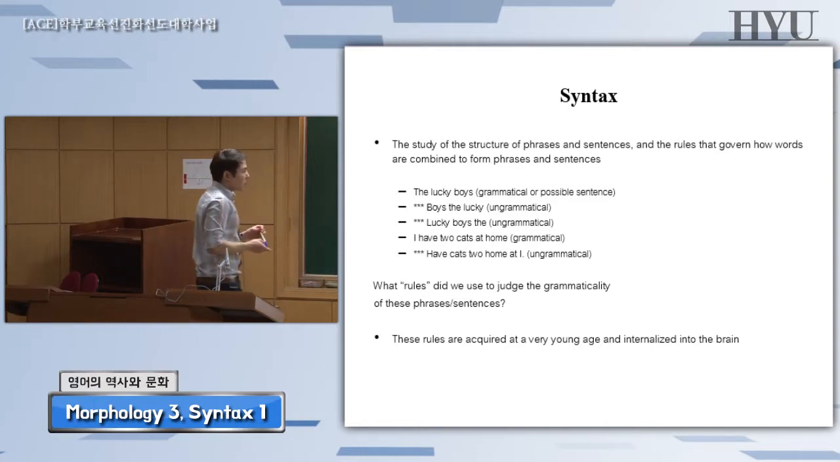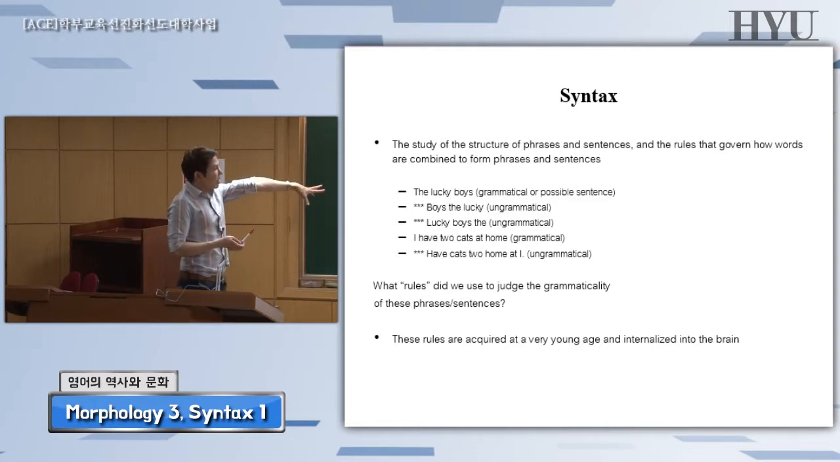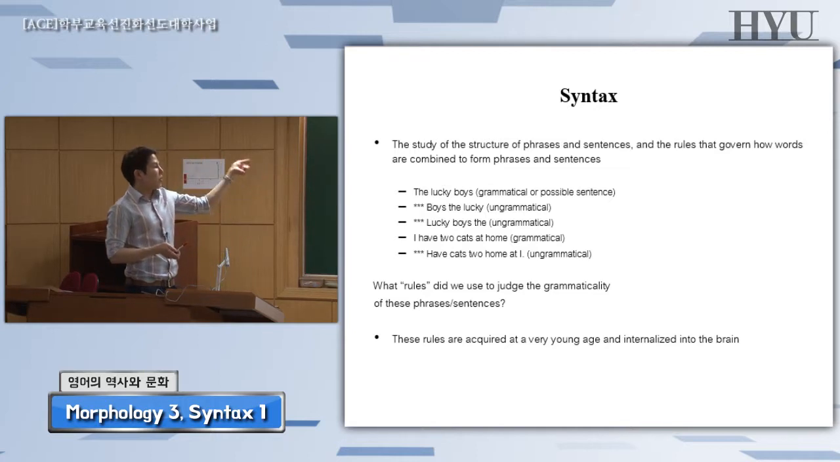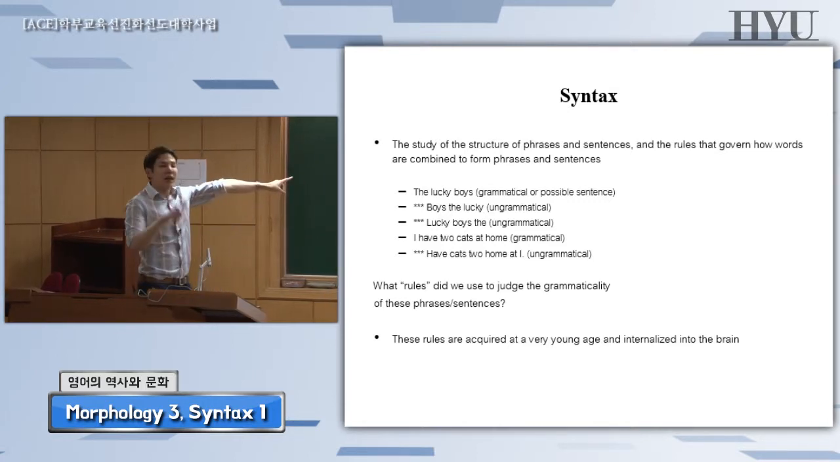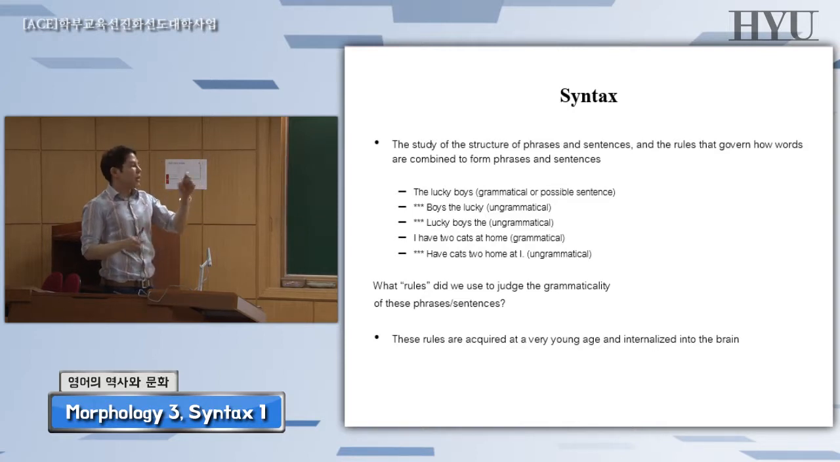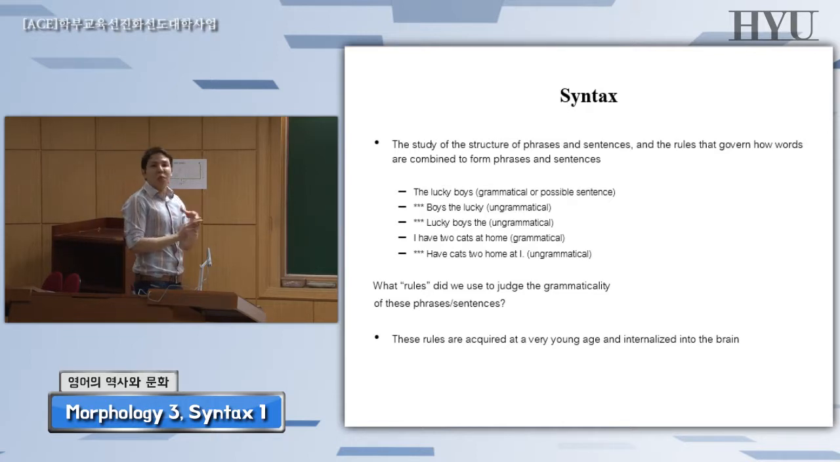For example, the lucky boys, this is a grammatical phrase. But it's not possible to say, you see the asterisk or the star, stars meaning not possible, boys the lucky, that's not grammatical. Or lucky boys the, not grammatical. Why? So there must be some rules that allow the lucky boys, but those rules do not allow boys the lucky or lucky boys the. There must be some underlying rules.